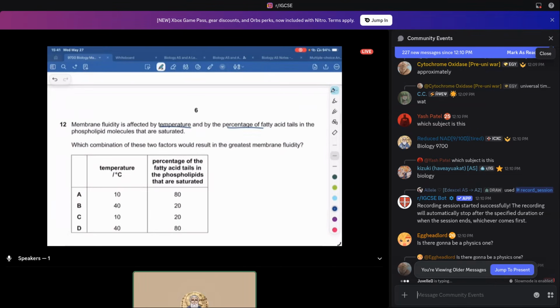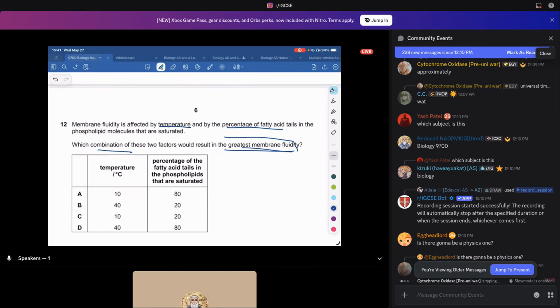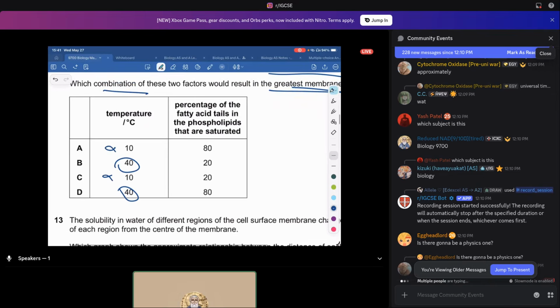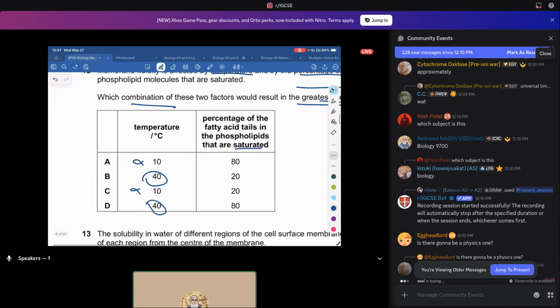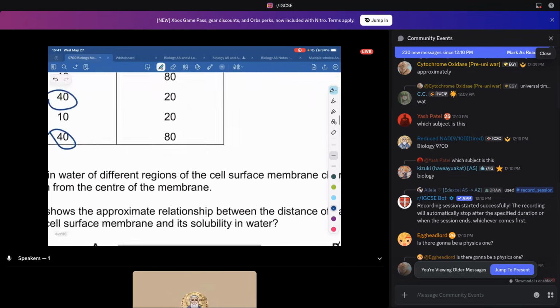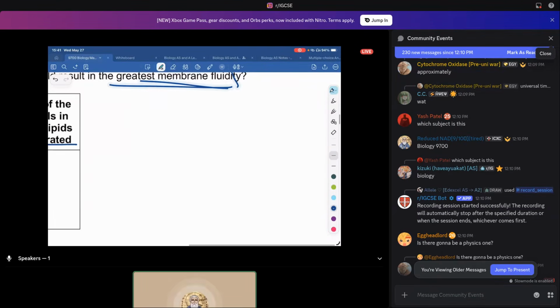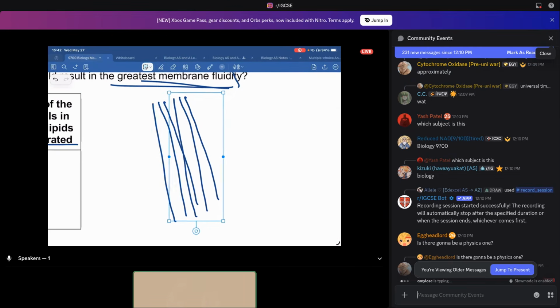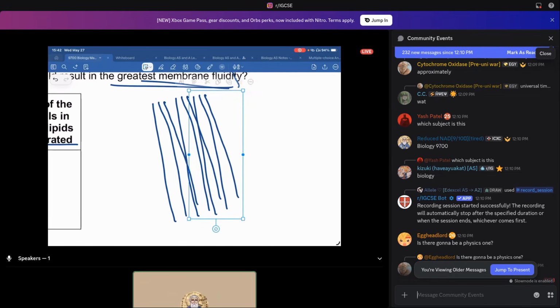Moving on. Membrane fluidity is affected by temperature and the percentage of fatty acid tails. Which combination would result in the greatest fluidity? Obviously, higher temperature. We can immediately eliminate A and C. What about the saturated fatty acid tails? Saturated fatty acid tails means it is a straight line, so I can pack more of these in the same amount of space. So that means it's less fluid.